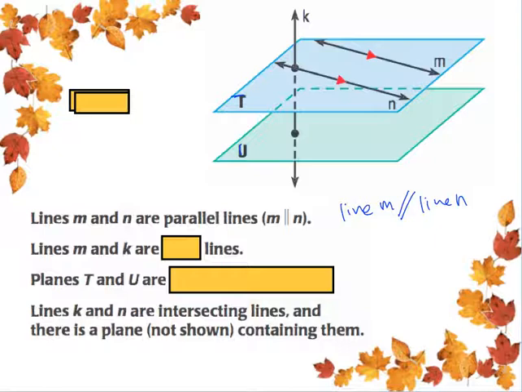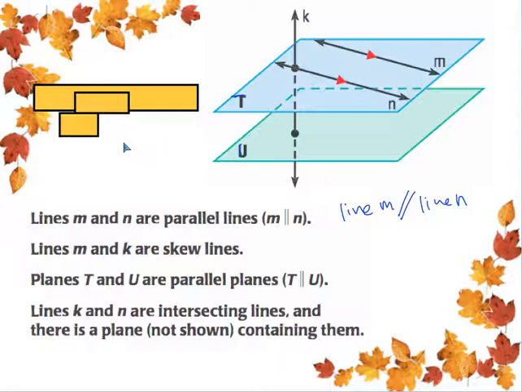M and K do not intersect, but they're going different directions. They're not on the same plane, so those are skew lines. There is no short way to write that. And then the two planes are parallel planes. Lines K and N are intersecting lines. And there is a plane that's not shown that contains both of them.